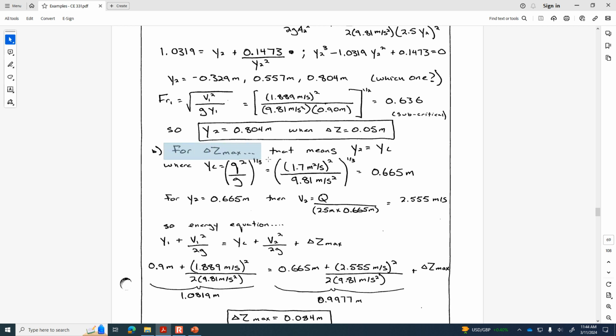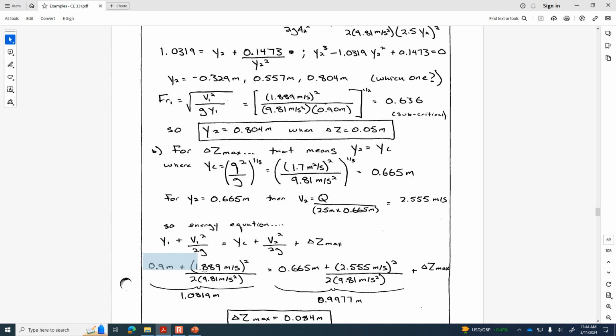So for the maximum step height, we're saying let the depth downstream at location 2 be the critical depth. So calculate the critical depth based on the flow per unit width. So we get a critical depth of 0.665. And then we're letting the depth be the critical depth, and the velocity head will be the velocity that's associated with a depth of 0.665.